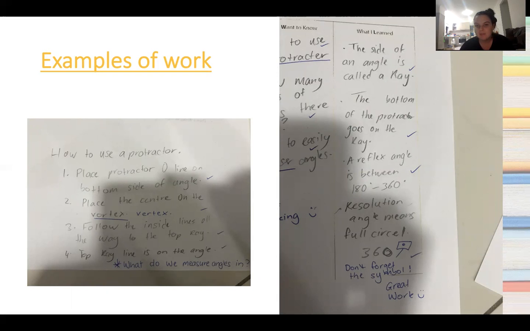So they told me the side of the angle is called a ray, which is part of my introduction angle lesson, which is great. The bottom of the protractor goes on the ray, which is also from my introduction lessons. A reflex angle is between 180 to 360 degrees.